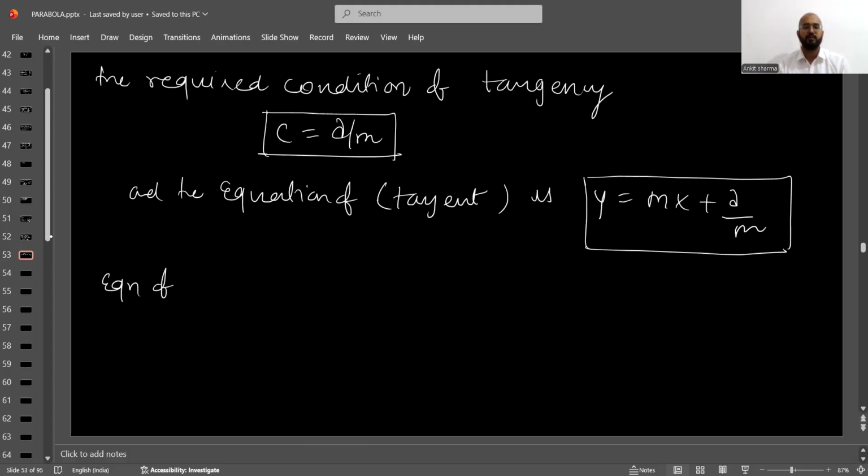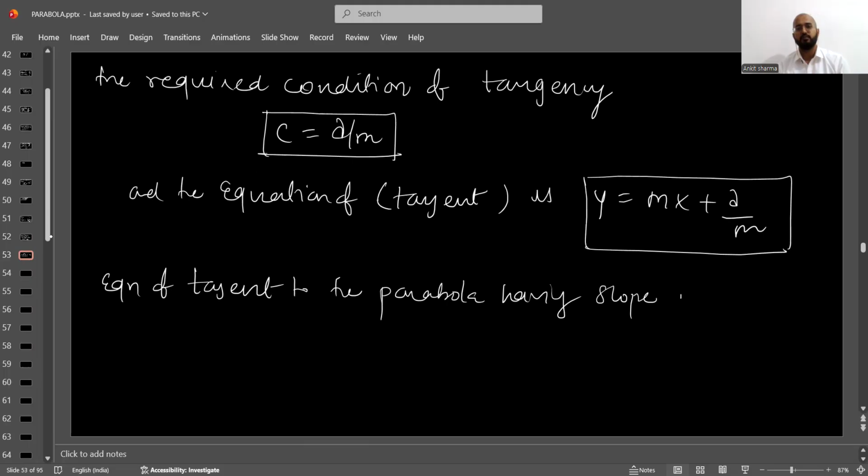Okay, so the equation of tangent to the parabola having slope m is this: y is equal to mx plus a over m. Now I'll be writing a note here.